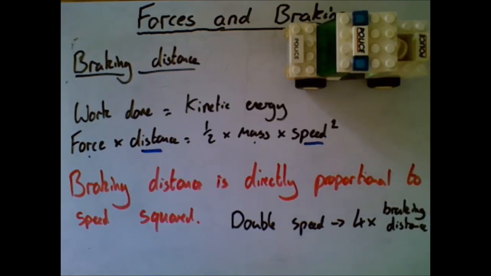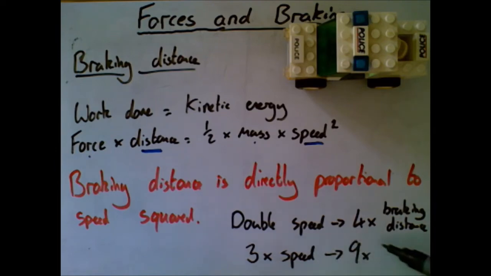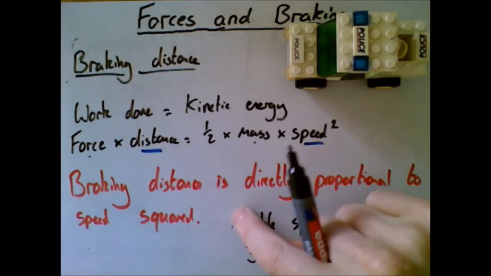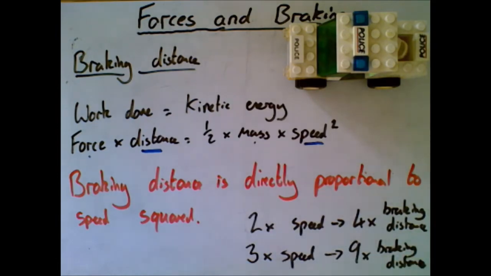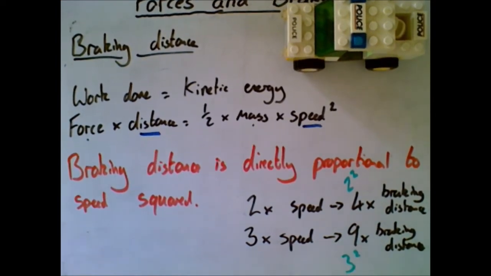Okay, similarly, just as another example, if you had 3 times the speed, you'd have 9 times the braking distance. Okay, it might be clearer actually here if I write double as 2 times the speed. Alright, and the reason for that, 2 squared is 4, 3 squared is 9.